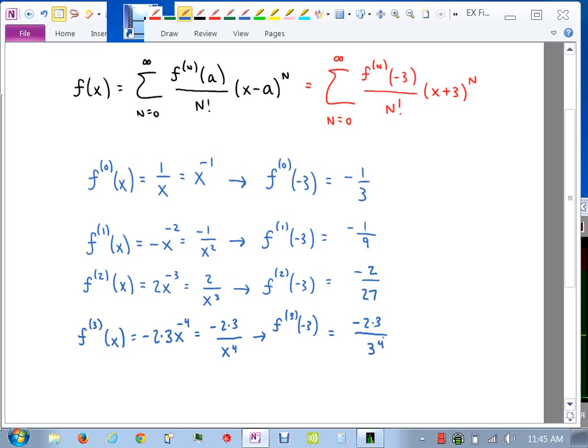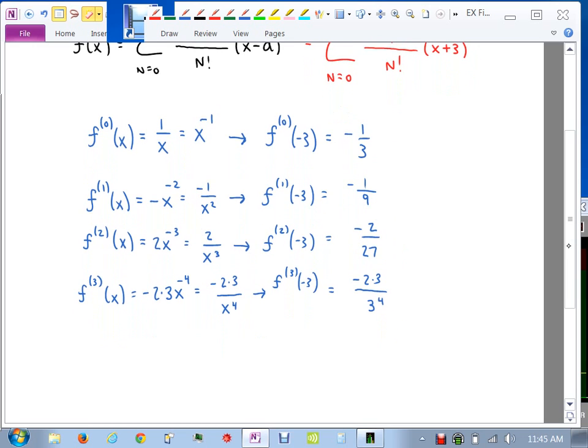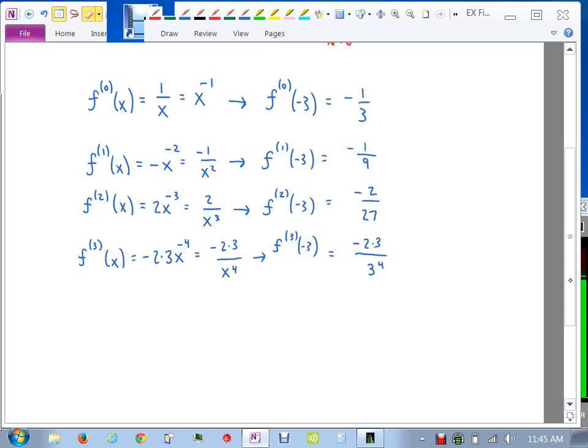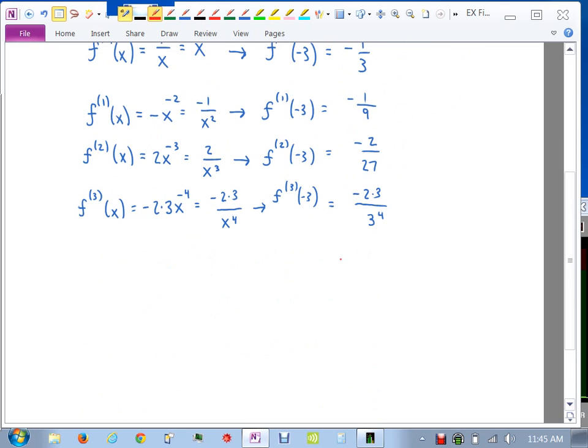Let's see. If you're trying to get this as a pattern, your C sub n's are equal to, oh wait, no, hold on, we got to put those over n factorial. Hold tight. Write down what the next one would be. Let's just write it down. It would be negative 2 times 3 times 4 over 3 to the 5th.